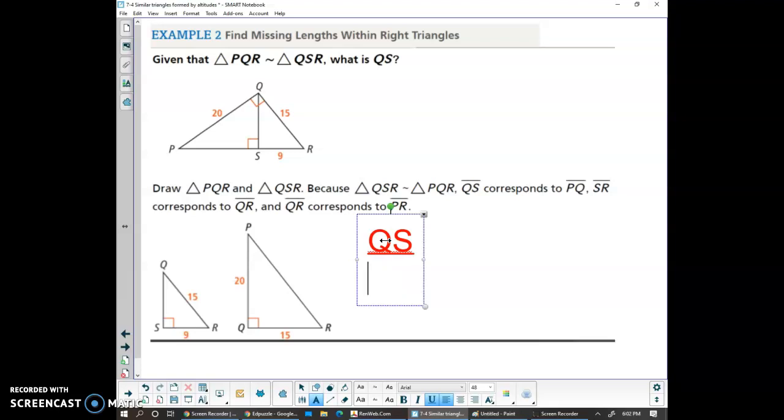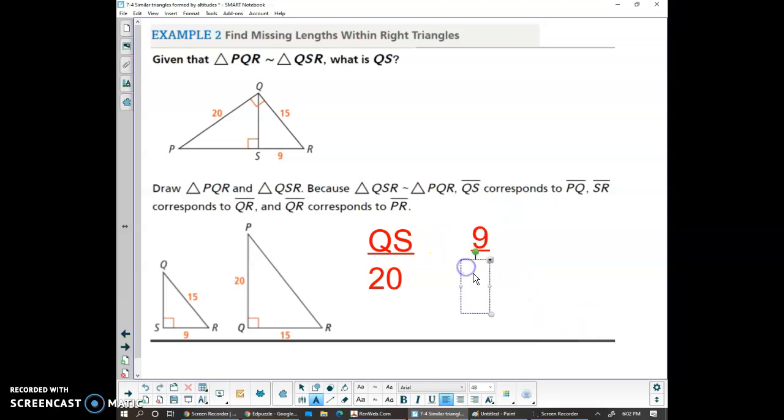So our proportion would be QS over 20 is going to be equal to the ratio of, now let's see, which side do we know? We could do QR, but we don't know PR, so we can't do that one. We went from the small triangle to the big triangle, so on the other side, we're going to go small to big as well. That would be 9 to 15.